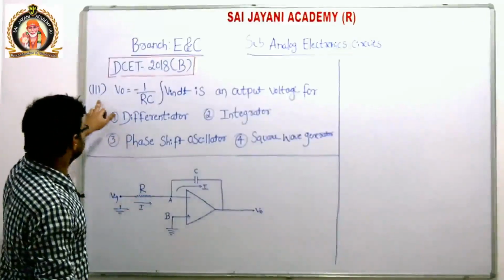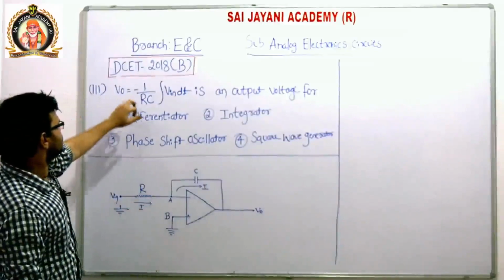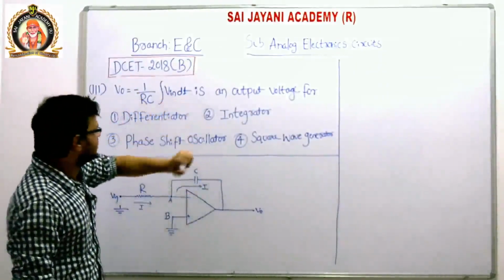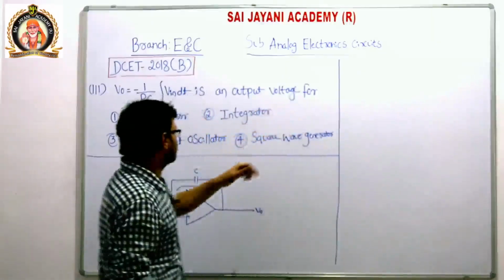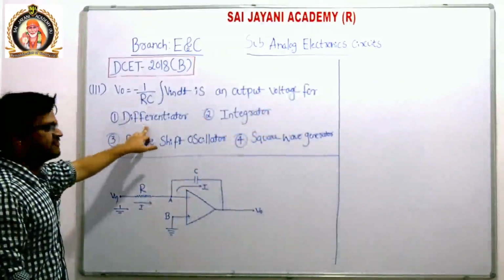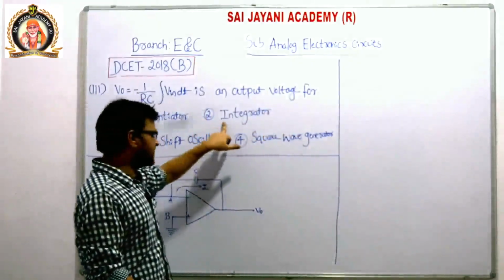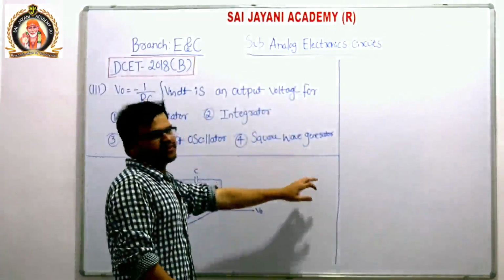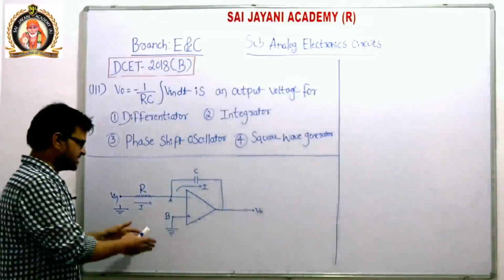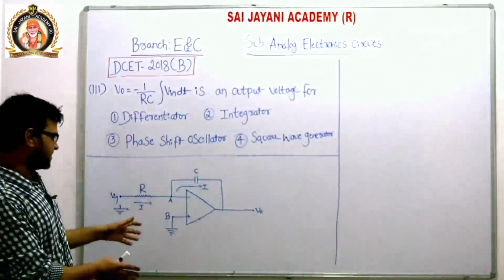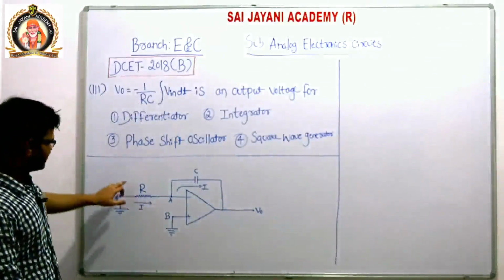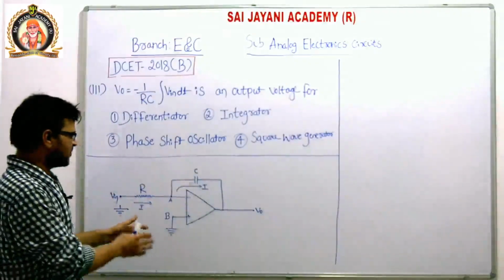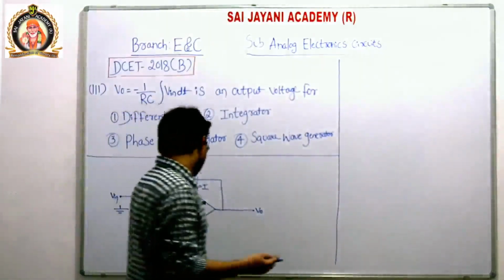Question number 111: V naught is equal to minus 1 divided by RC, the integration of V in with respect to dt, is an output voltage for. The options are given below. The first one is differentiator, the second one is integrator, the third one is phase shift oscillator and the fourth one is square wave generator. Consider this circuit. This is a differentiator circuit. Here at the input side we are using a resistor and at the feedback side we are using a capacitor. This type of circuit is called a differentiator.